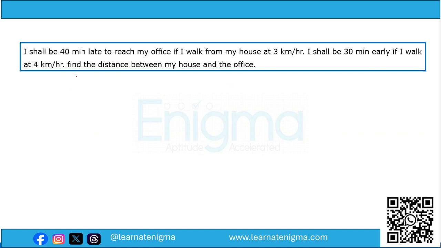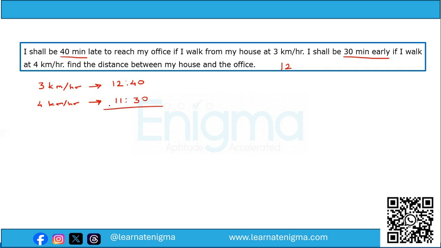Now, let's assume that the ideal time to reach the office is 12. So, if I am traveling at 3 kilometers per hour, then I am reaching 40 minutes late. That means at 12:40. And if I am traveling at 4 kilometers per hour, I am reaching 30 minutes early. That means I'll reach at 11:30.